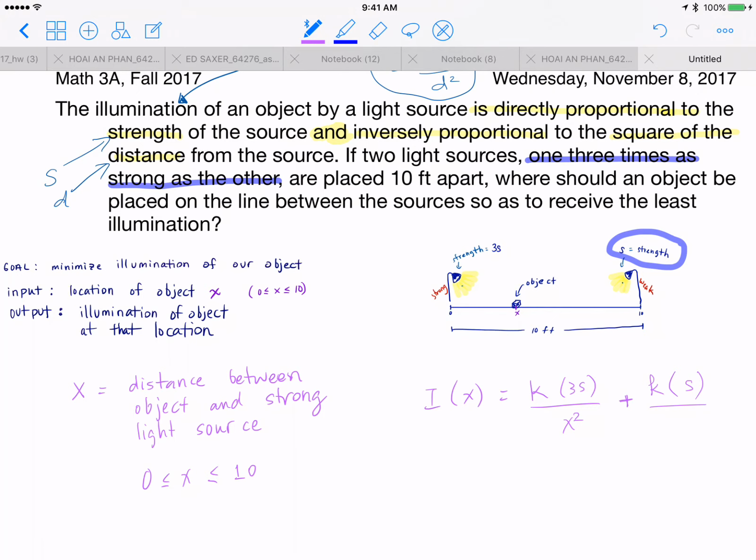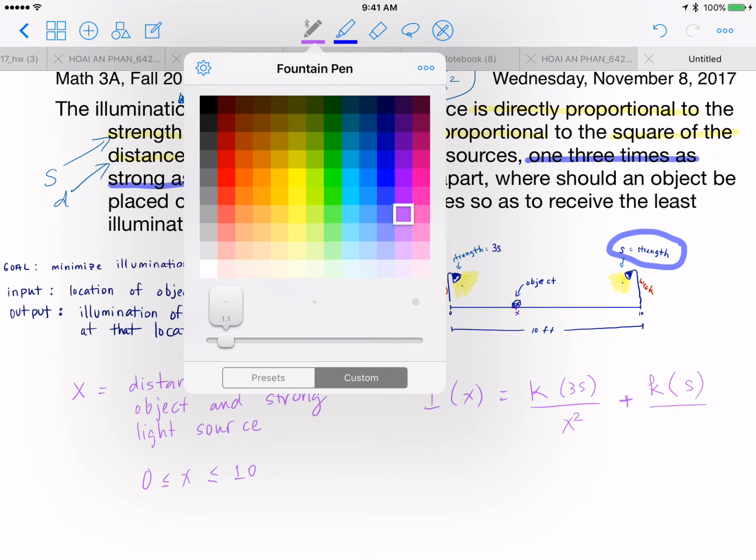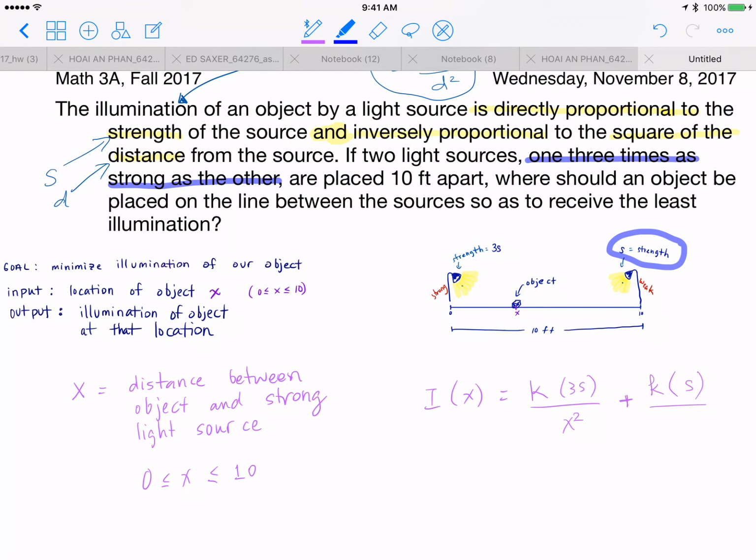And now what is the distance between the object and the weak light source? It's going to be 10 minus x. If the object is x feet away from the strong light source, it has to be 10 minus x feet away from the weak light source. So we'll have 10 minus x quantity squared. And we can rewrite this I of x, because in the numerator for both we have k times s, and we'll have 3 over x squared plus 1 over 10 minus x quantity squared.